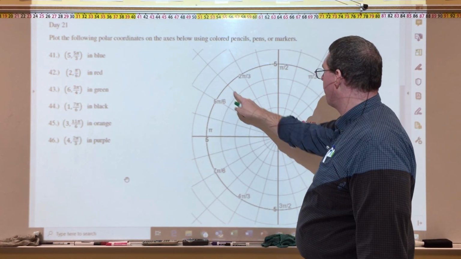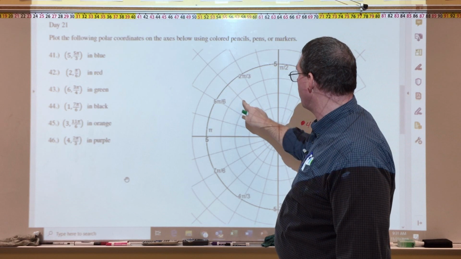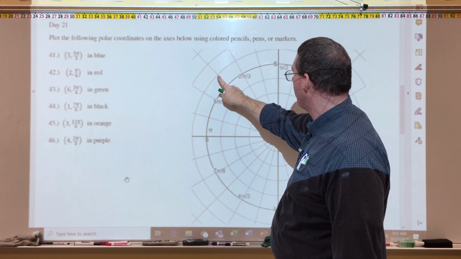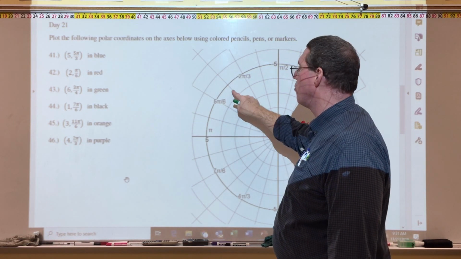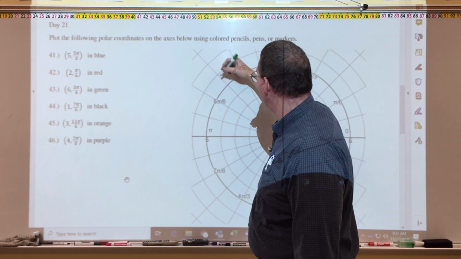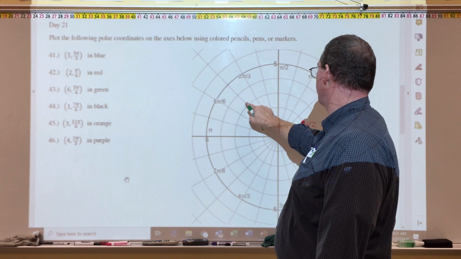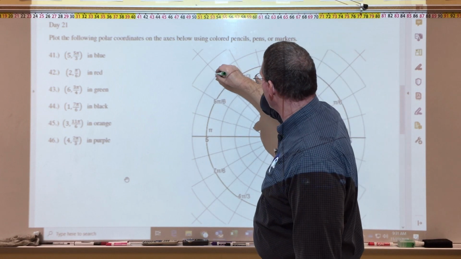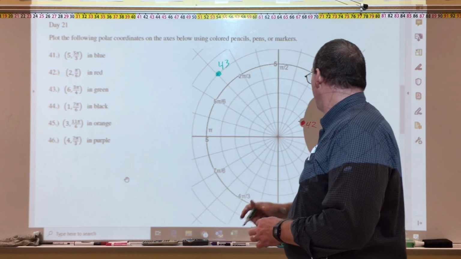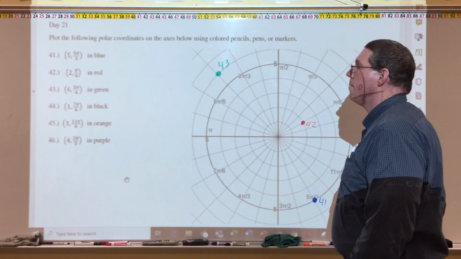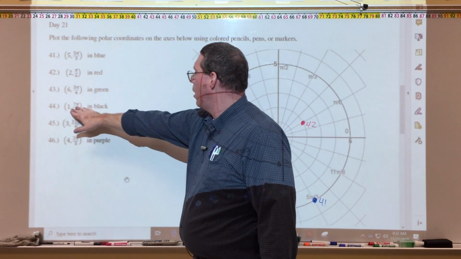Well, the angle 3 pi over 4 is right here. We can't see it. It doesn't say 3 pi over 4, but we know 3 pi over 4 is kind of halfway between 2 pi over 3 and 5 pi over 6. And we want a radius of 6, which is out here. This is a radius of 1, 2, 3, 4, 5, 6. There's a radius of 6. So put a green dot there. That's question number 43.